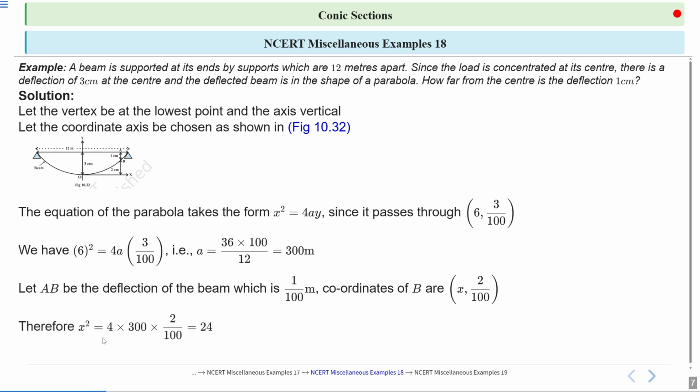Therefore, x square is equal to 4 times 300 into 2/100. This is equal to 24. So x square is equal to 24. That is x is equal to square root of 24 and x is equal to 2 root 6 meters. Okay, so the deflection 1 centimeter is 2√6 meters far from the center. I hope it is clear to all of you. So now let's move to the next example.